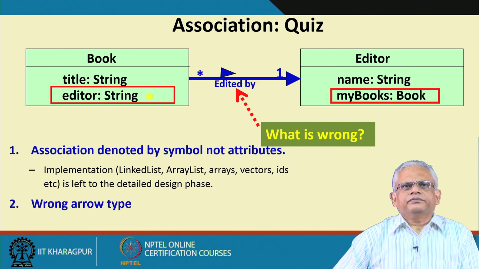The second problem is the arrow type is wrong. It should not be a filled arrow, it should be an open arrow. So these are two major problems here in this association class diagram.